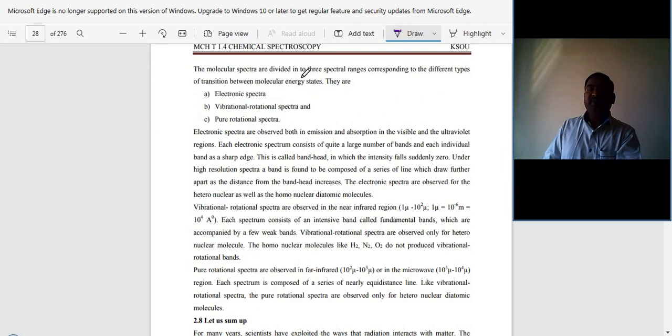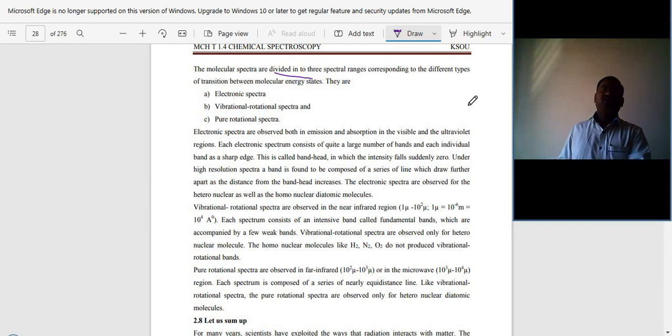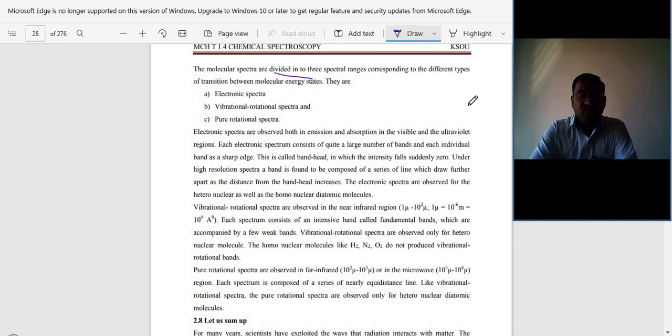The molecular spectra are divided into three spectral ranges, corresponding to the different types of transition between molecular energy states. They are electronic spectra, vibrational rotational spectra, and pure rotational spectra.